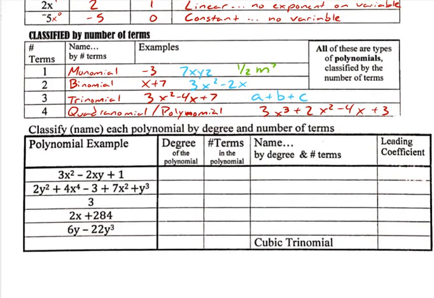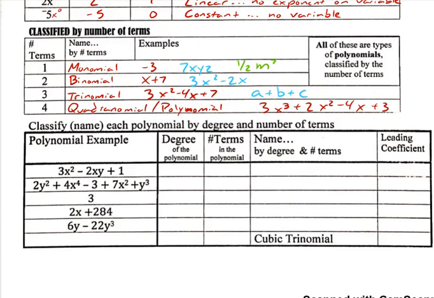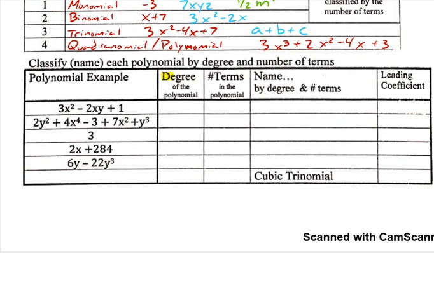Alright, this last section is just telling you to classify and name each polynomial by the degree and the number of terms. So the first one says degree. The degree is from the biggest exponent in each one. So this degree would be a degree of 2. The number of terms, we have 1, 2, 3. So my number of terms is just 3. The name of 3, you would say the quadratic trinomial. And the leading coefficient is this number in front. We would say that's a 3.